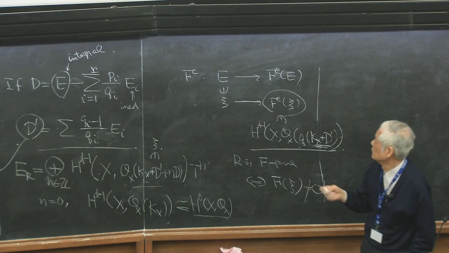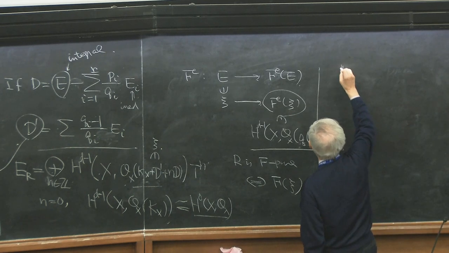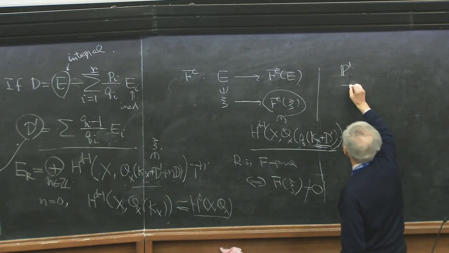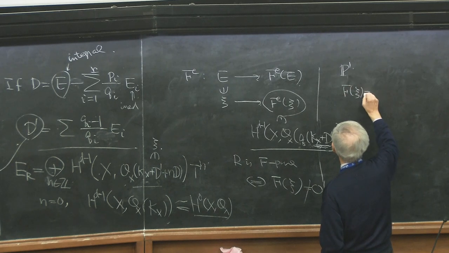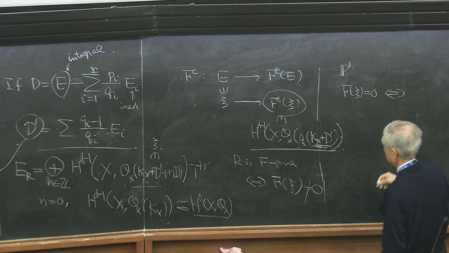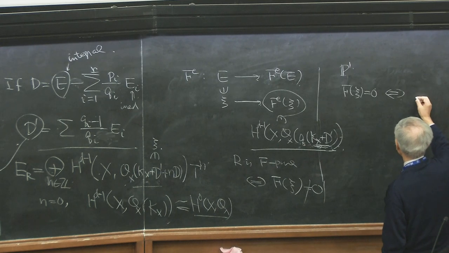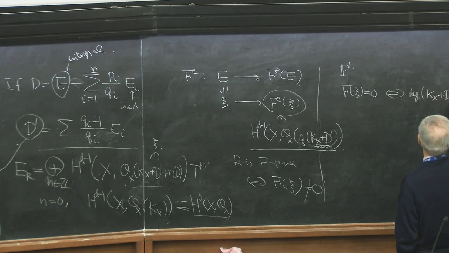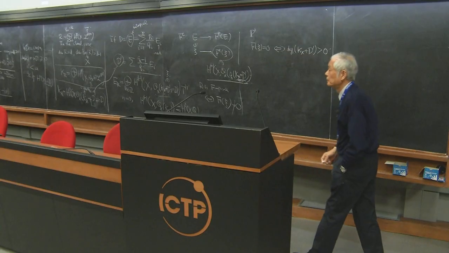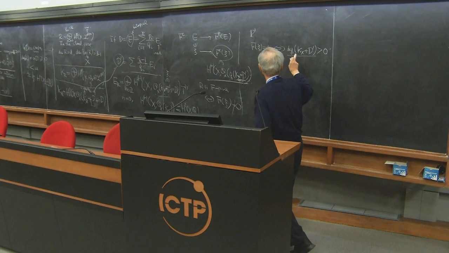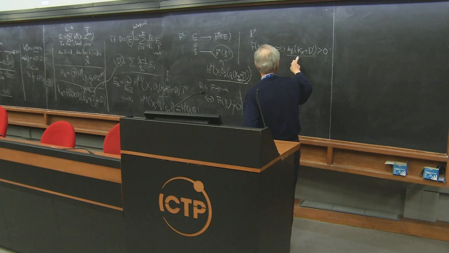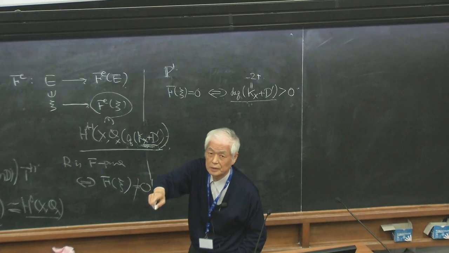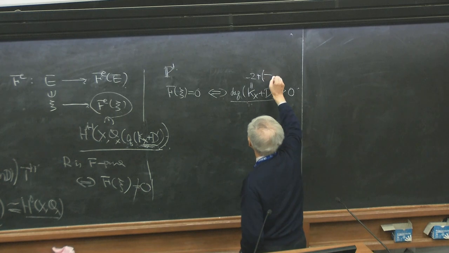So in the case of even, we can say that FC is zero if and only if degree Kx plus D prime is positive. And so you know that for P1, degree of Kx is just minus 2. And of course, degree is given.